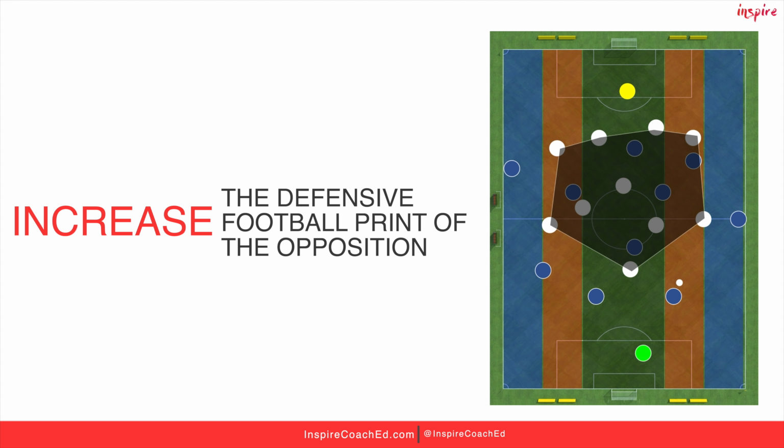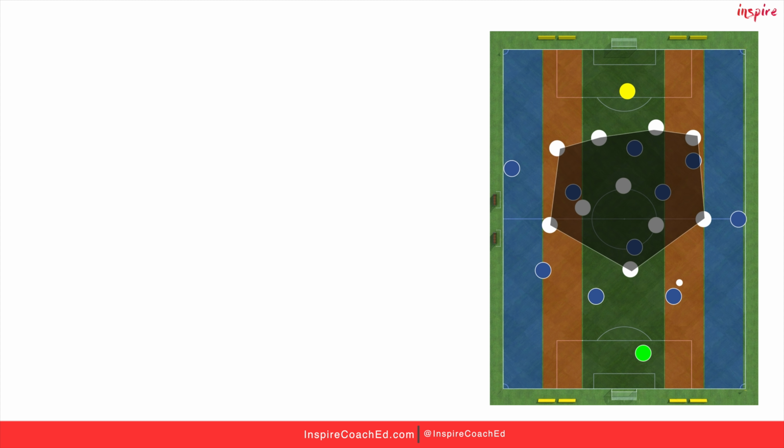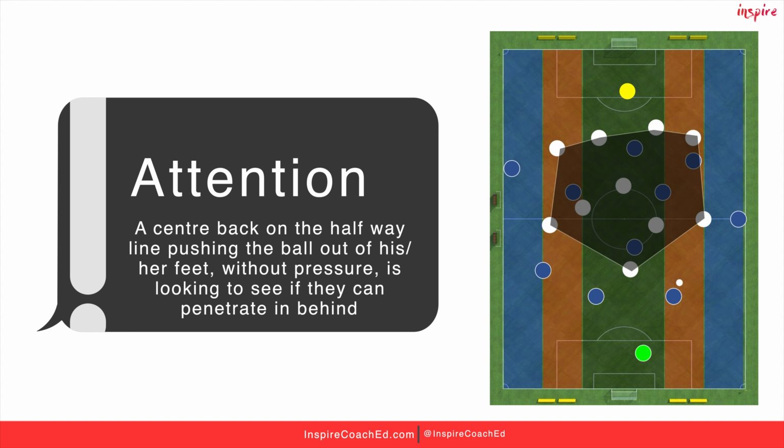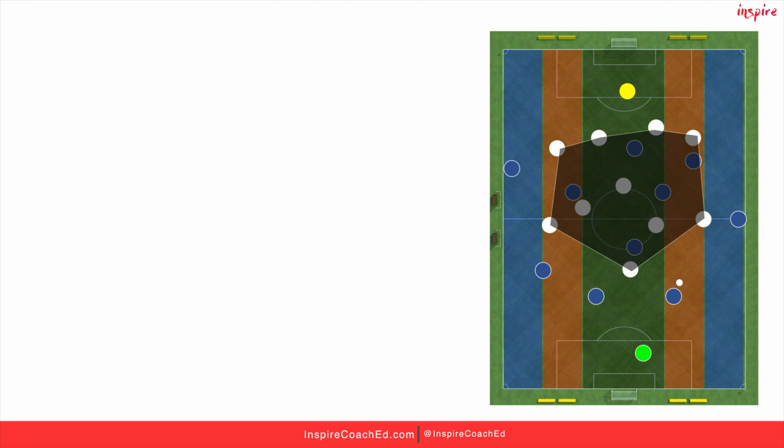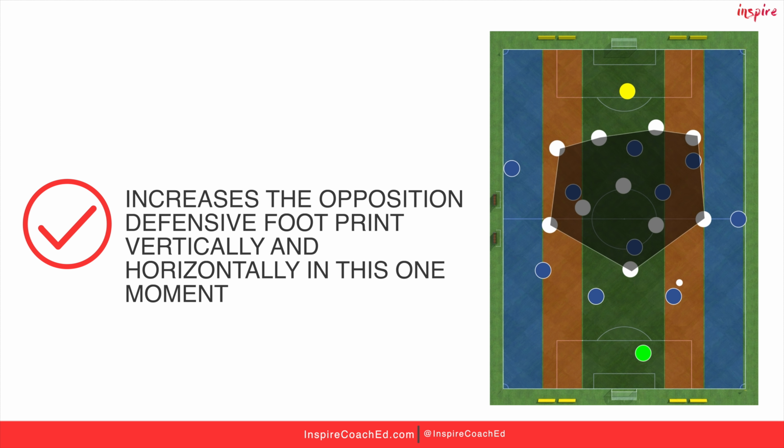And it's important to note when the ball is played at the adult level, the professional level, from a left back to a right back, and the right back now doesn't have pressure on him and he's able to push the ball out of his feet, we now not only have asked them to move from left to right and spread them out left to right, we have asked their back line to likely drop off if we have runners in behind their back line. Because at the professional level, a centre back around the halfway line pushing the ball out of his feet without pressure is looking to see if he can penetrate in behind, or at least having the option to do it, and therefore increasing the defensive footprint of the opposition horizontally and vertically in this one moment.